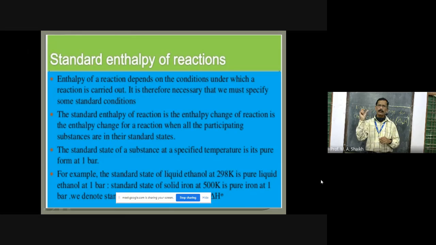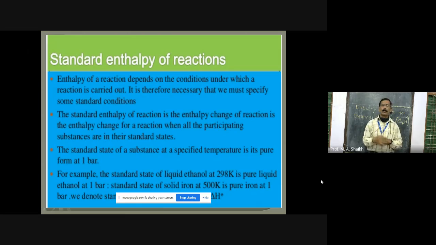We have to read 0 as the standard. Suppose it is given delta HR 0. How will you read? First you will read standard for 0, then for H enthalpy, then for R reaction. Standard enthalpy of reaction. How to go? 0 means standard, then H means enthalpy, then R means reaction. Standard enthalpy of reaction. Okay.